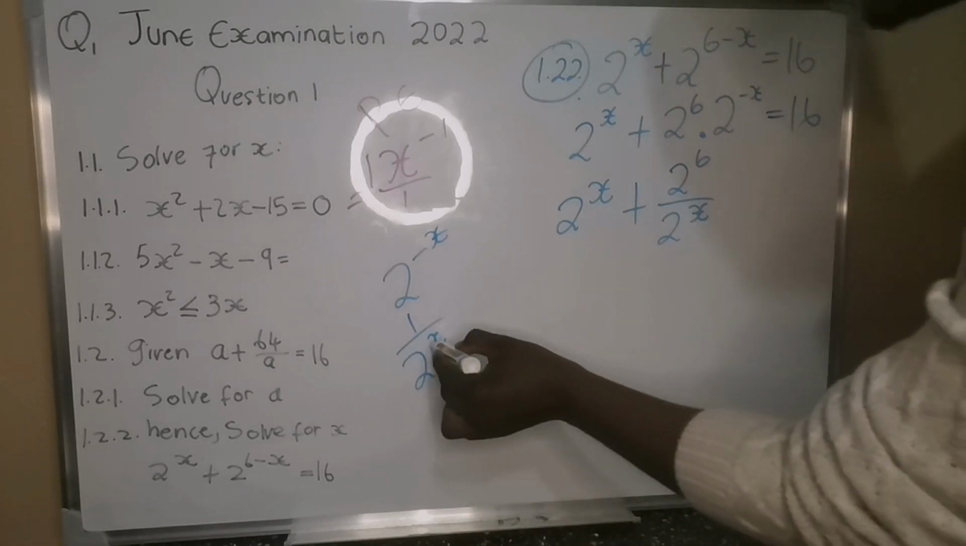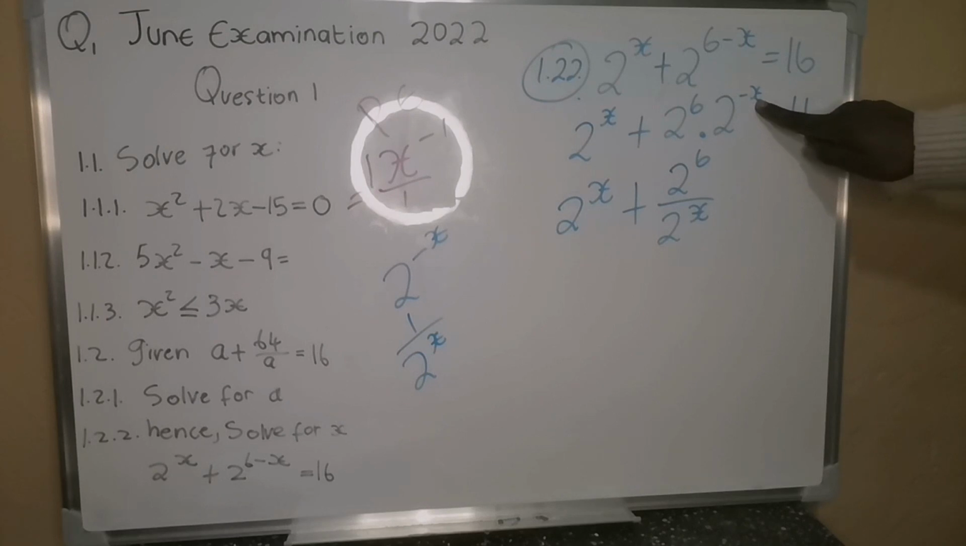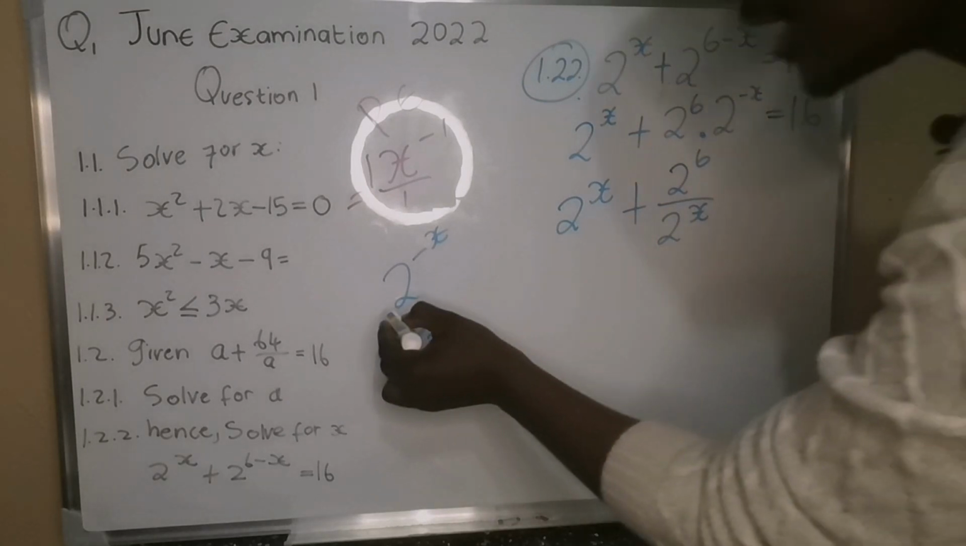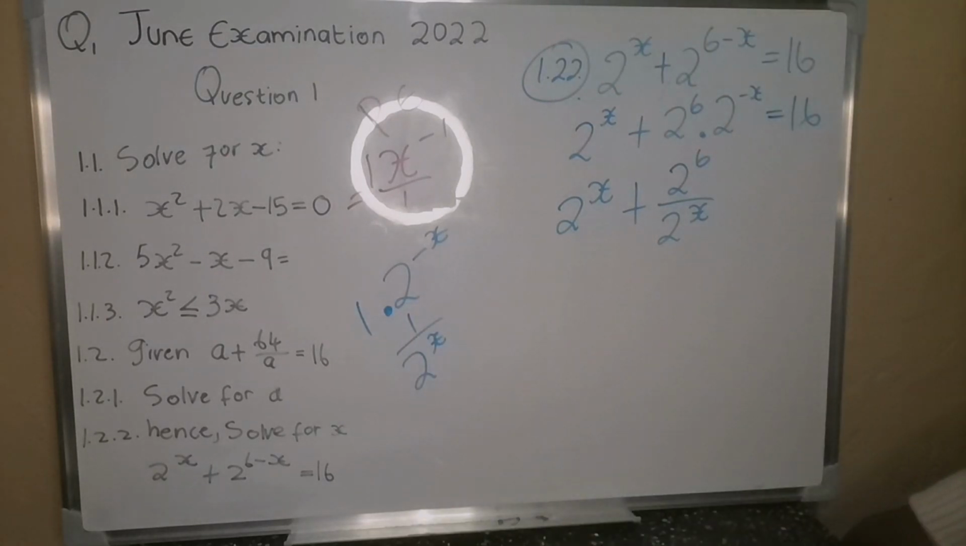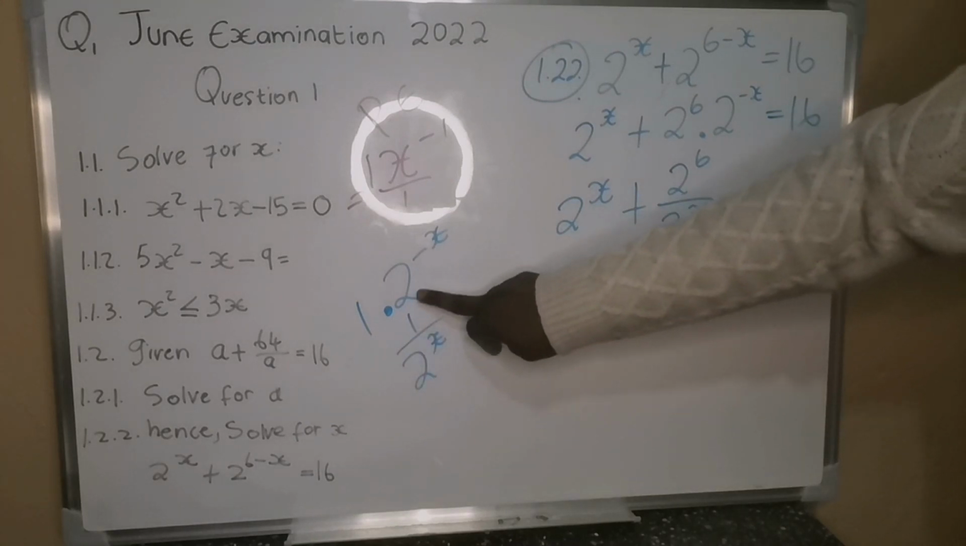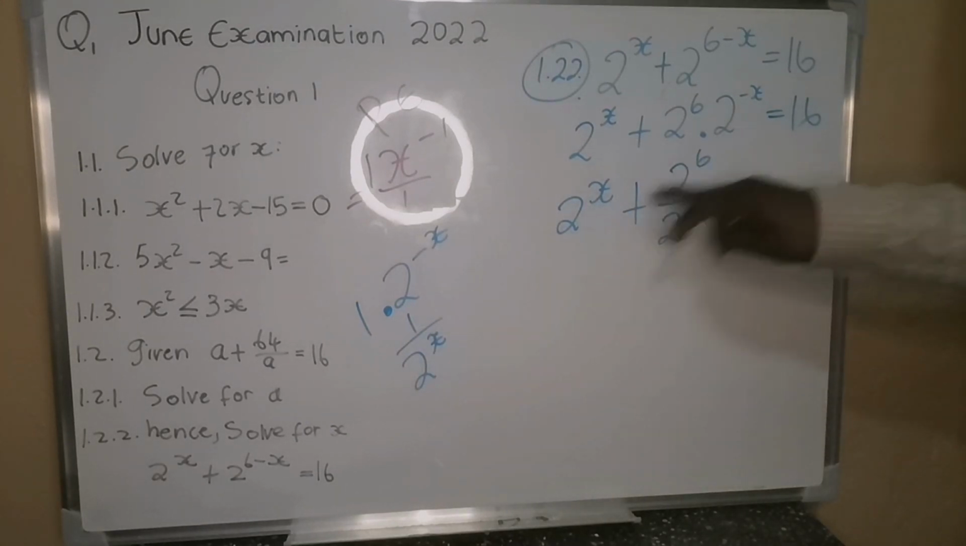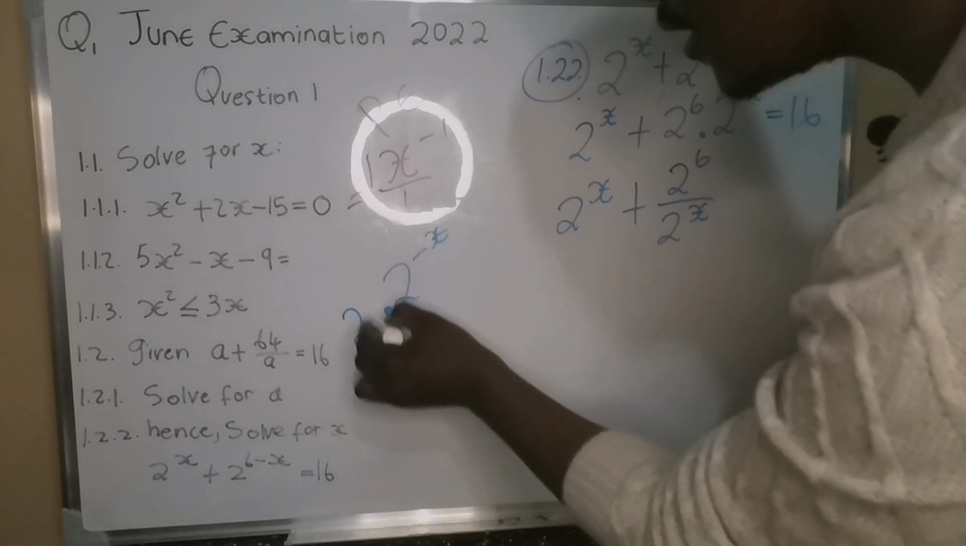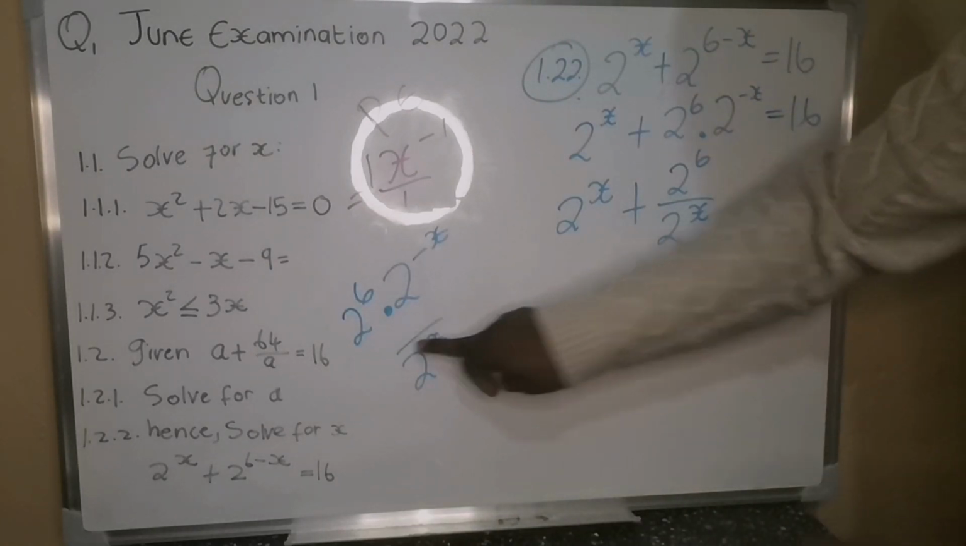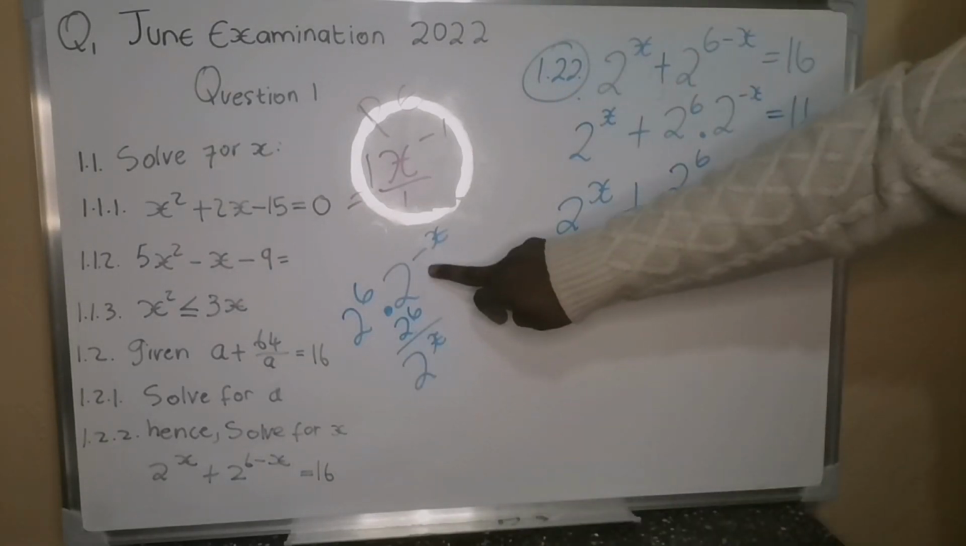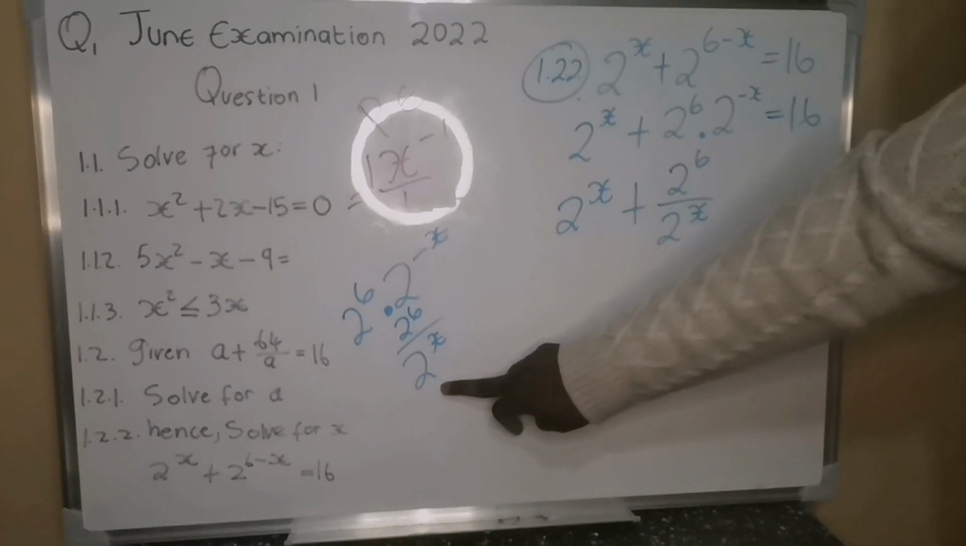This is what we did here. What is the inverse of 2 to the power -x? Since we have multiplication here, I'm multiplying by 1. So this one stays on top and this 2 to the power x goes on the bottom. But in this case, we have 2 to the power 6. This 2 to the power 6 stays on top, and our 2 to the power x goes at the bottom. That's how it will look.